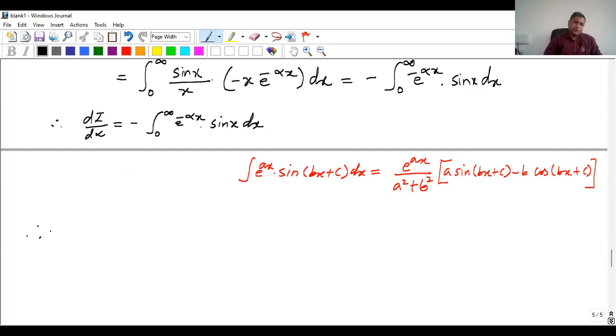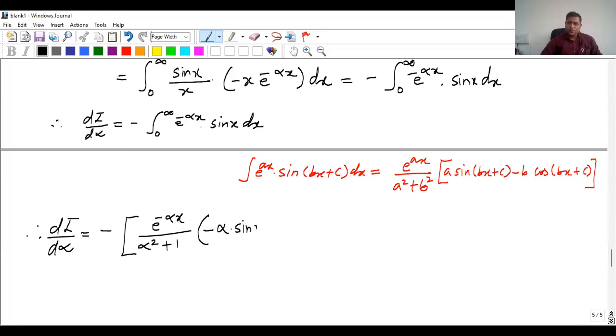Now let us integrate this. So dI by d alpha is equal to, this minus sign remains as it is. Now e raised to minus alpha x over alpha square plus 1, because here the value of a is going to be minus alpha, so minus alpha square is alpha square, and the value of b is going to be 1, c is going to be 0. So alpha square plus 1. Now here minus alpha sin x and minus cos x, and the limit is 0 to infinity.